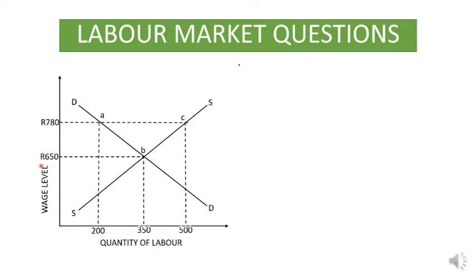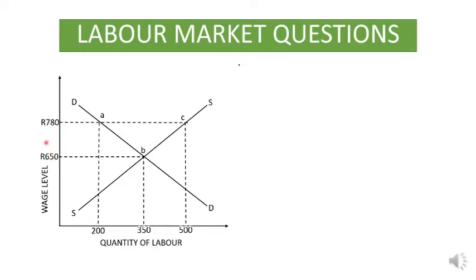Okay? This is our wage level. At a wage level of 650 Rand, 350 people are employed. 350 people are supplying labor and 350 are demanded by the businesses.